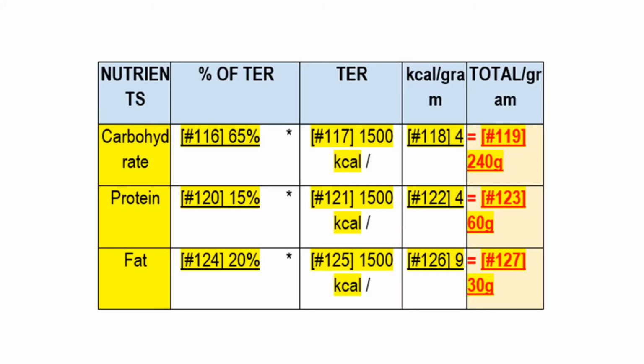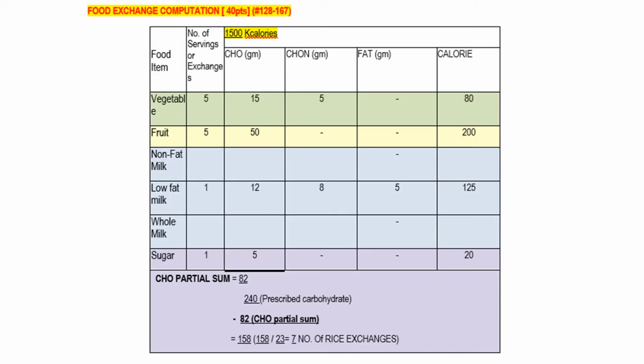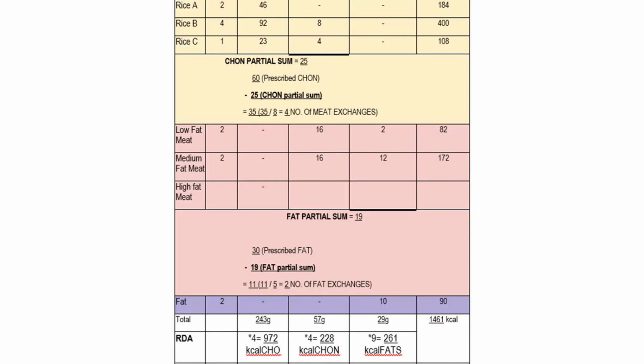For the food exchange computation, we can now decide how to get the equal number of carbohydrates, protein, fat, and calories. We have decided to put 5 exchanges of vegetables and fruit, 1 exchange of low-fat milk and sugar, totaling the carbohydrate partial sum to 82, then deducted from 240, becoming 158, then divided by 23, which equals 7 rice exchanges. We then place 2 exchanges for rice A, 4 exchanges for rice B, and 1 exchange for rice C.